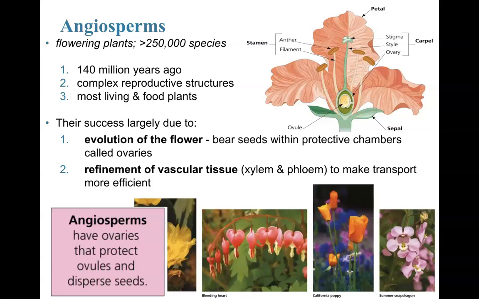So I talked about the evolution of the flower. The second part is going to be the refinement of vascular tissue. You have a much more complex system of that xylem and phloem that's going to help transport nutrients to make that process more efficient.